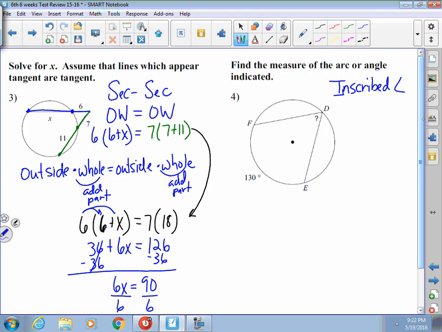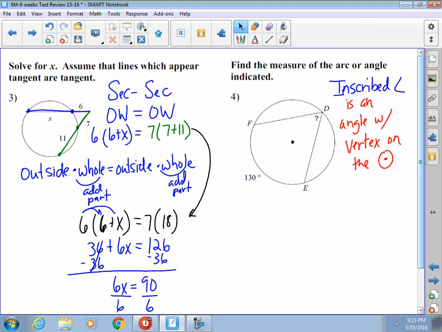Over here we have an inscribed angle. They want us to find the measure of the arc or angle indicated. So for an inscribed angle, you might want to add this, because you need to be able to identify it. Basically, an inscribed angle is an angle with its vertex on the circle. I'm just going to abbreviate circle. There's your symbol for circle.